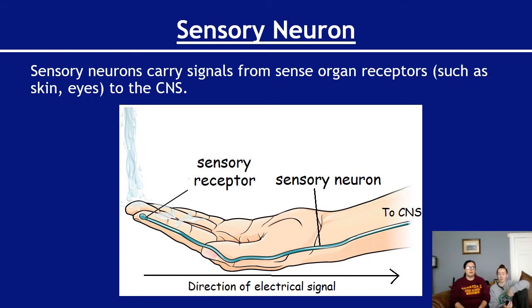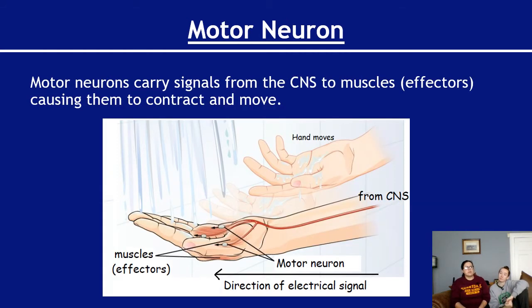It's because they've had something blocking that nervous signal travelling from what's getting this kind of sense to the brain, so they don't know that they're in pain. Motor neurons carry signals from the central nervous system, so the CNS, to muscles or effectors or glands, okay? So muscles and glands are effectors, and that causes them to contract and move.